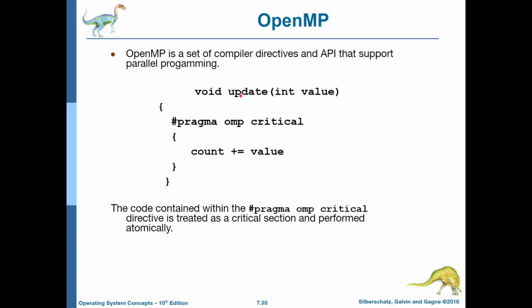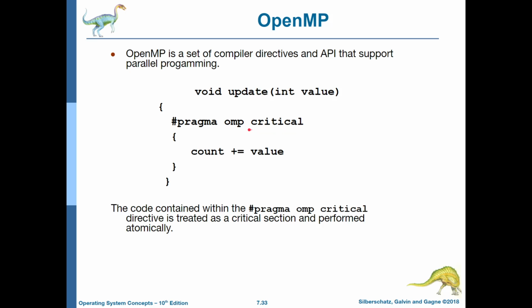What you do is, if you want to specify a particular section that's critical, you use the pound pragma. Pound pragma is just simply a C directive that says, here's an extension to the C language. The extension you're using is OMP, or OpenMP, and OpenMP has various commands.